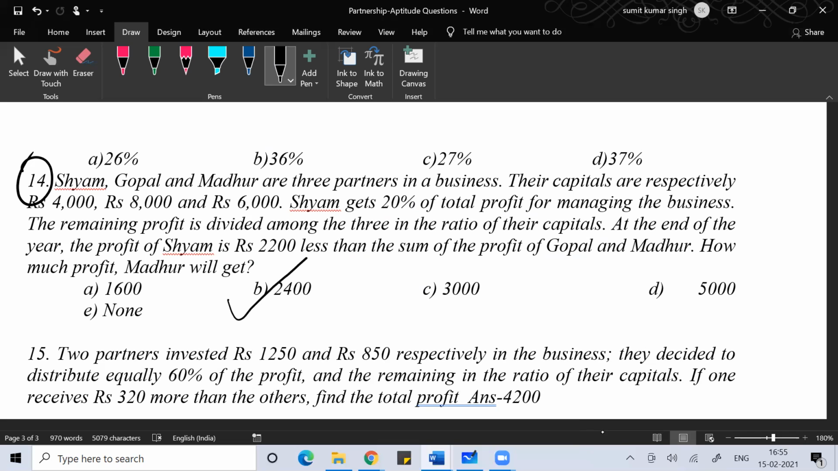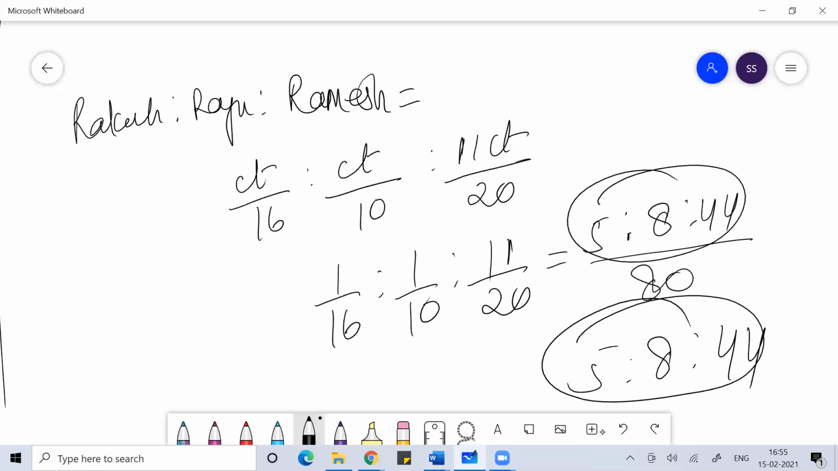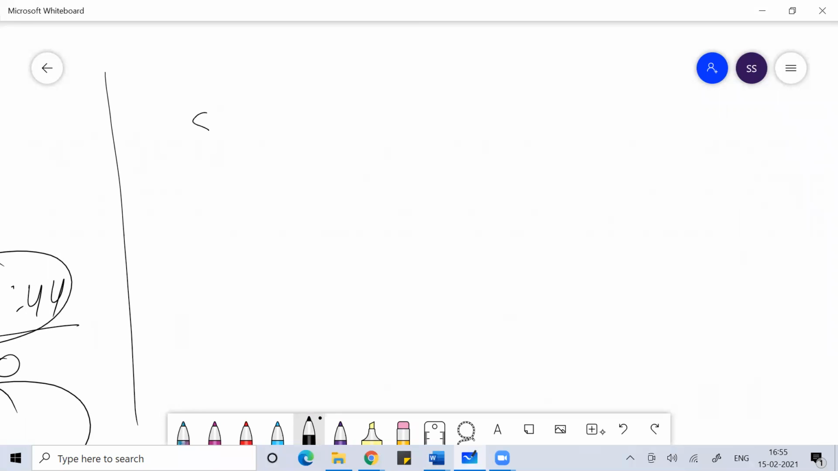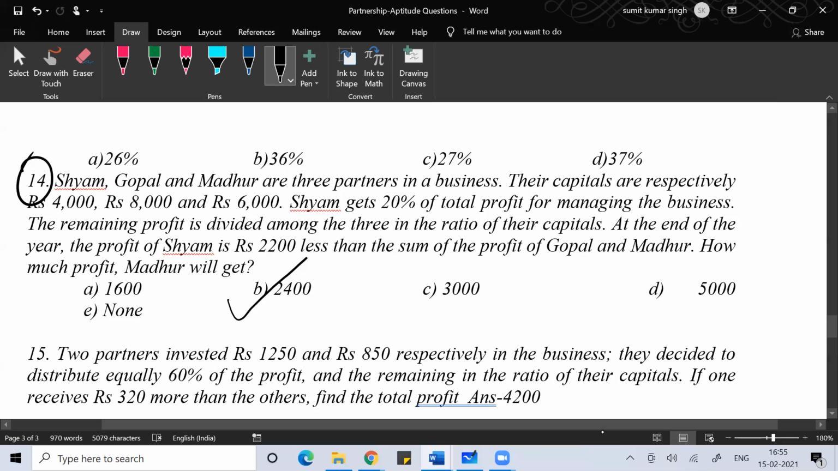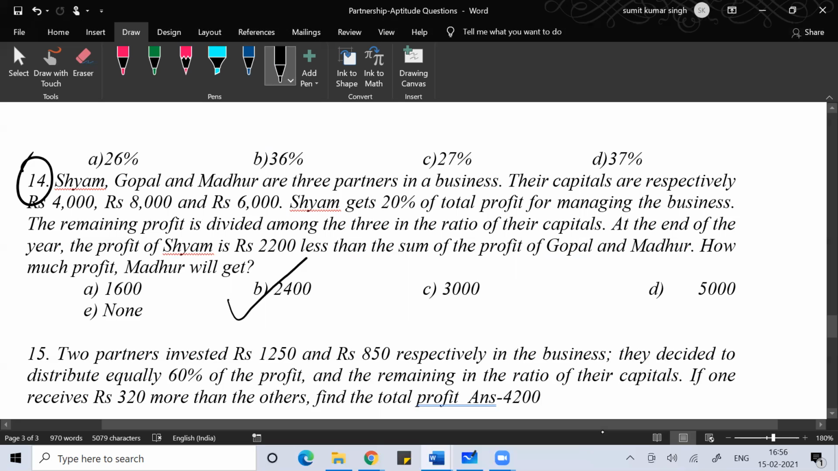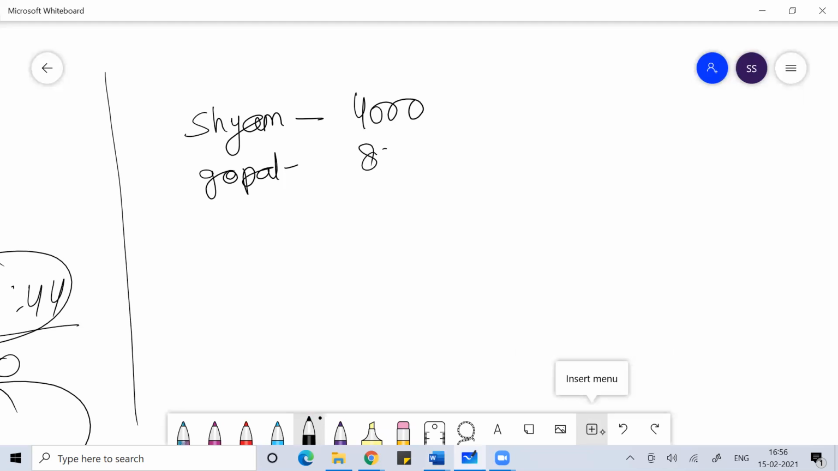If you see question number 14, Syam, Gopal, and Madhur are the three partners in the business. Their capitals are in the ratio 4,000, 8,000, and 6,000. So Syam, Gopal, and Madhur. Syam has done how much investment? 4,000. Gopal, how much investment? 8,000. And Madhur, how much investment? 6,000.